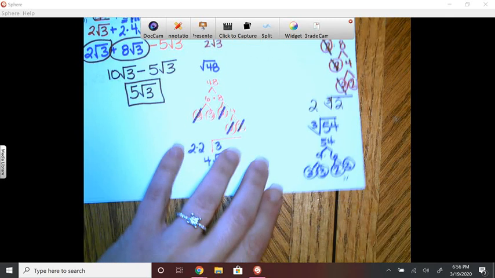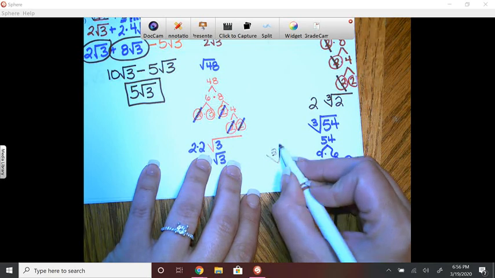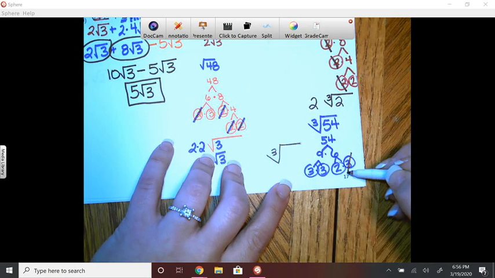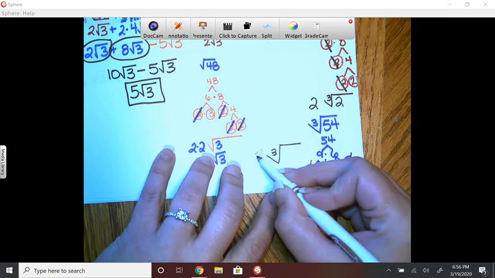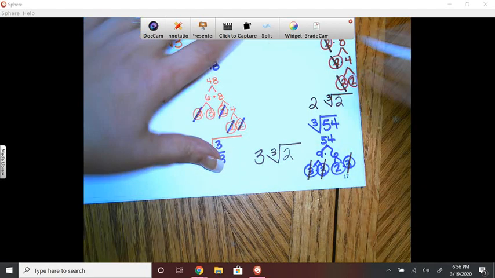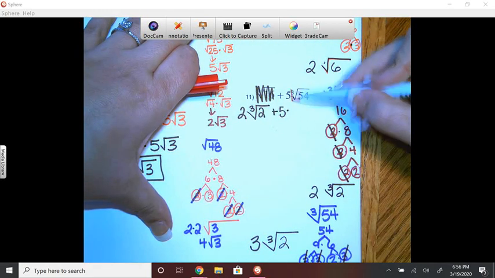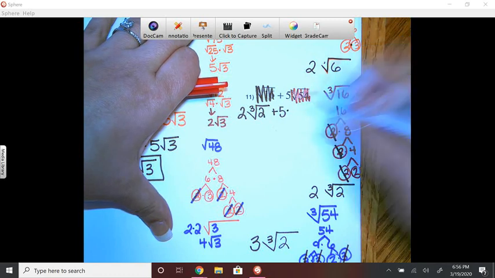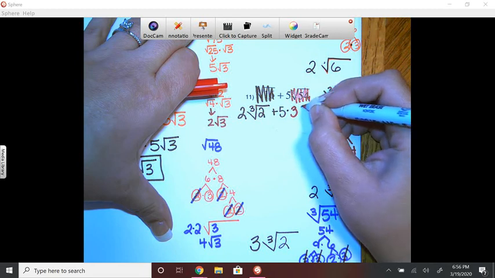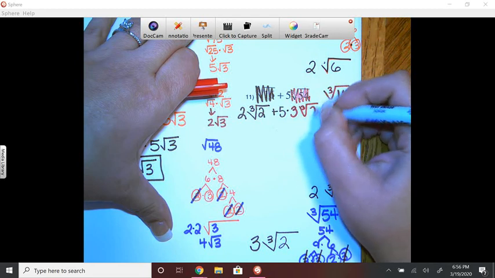And since this is a cube root, we're looking for a group of this many, so 3 that match. 1, 2, 3, but only 1 makes it out. And you have this 2 left inside. So we are going to get rid of the cube root of 54 and replace it with its equivalent, simplified form, as 3 cube root 2.